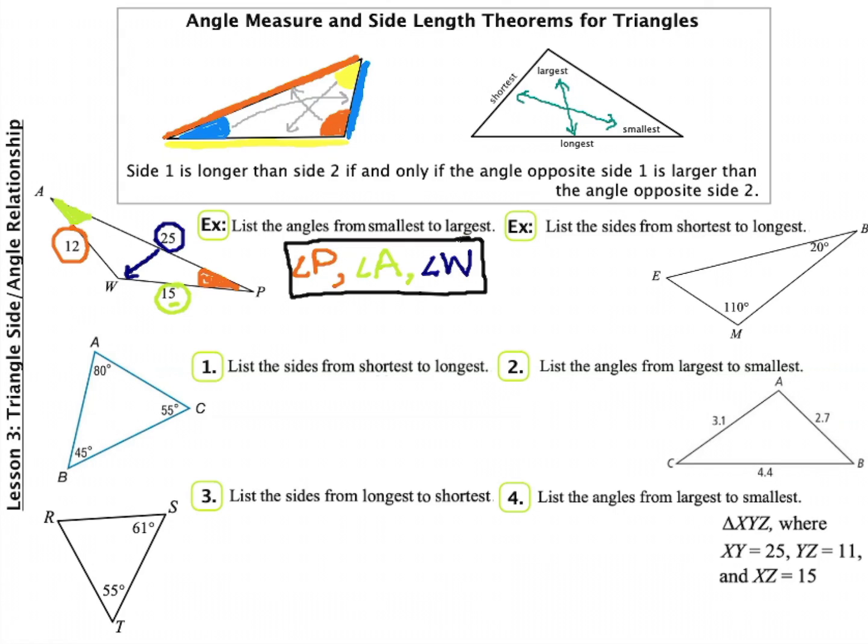Let's do another example together. List the sides from shortest to longest, but they didn't measure the sides, and I don't want you to just go based on looks because some of these triangles will be drawn funky. So we're going to rely on the angle measures to tell us which sides are longest and shortest.